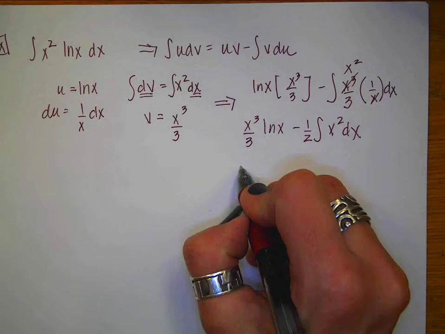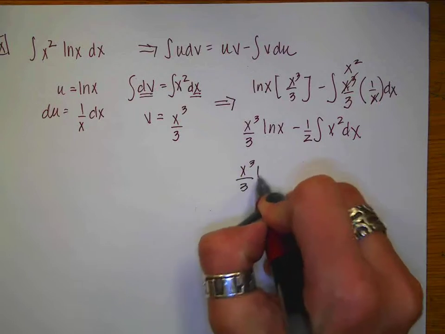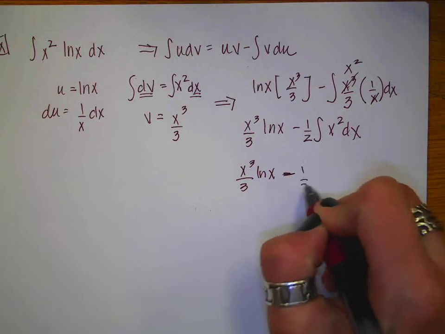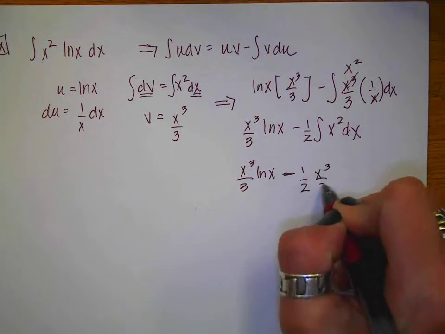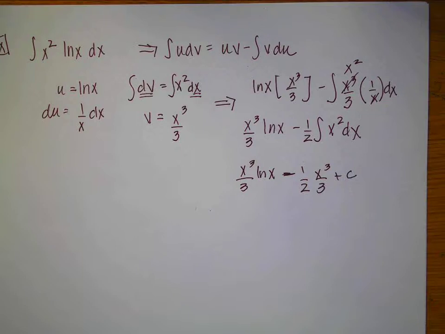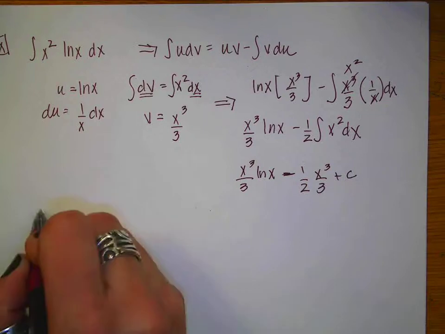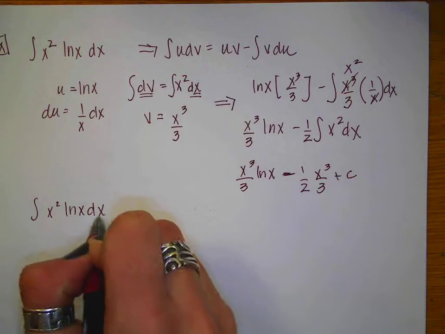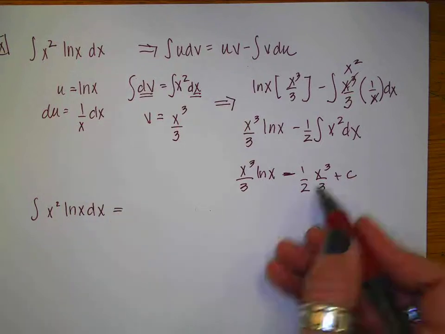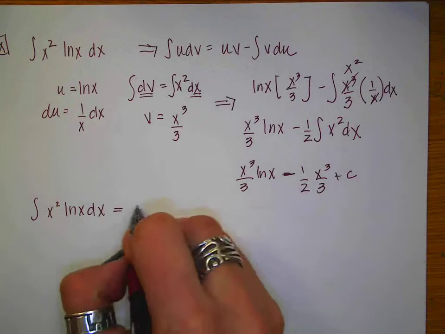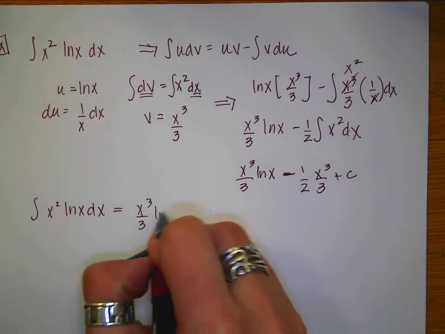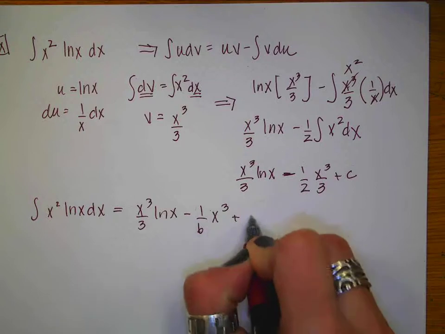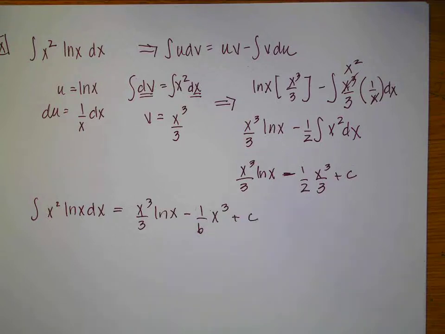All right, so all I have left to do is integrate this guy. So I get x cubed over 3 natural log of x minus 1/3 times x to the third over 3. Now I need to make sure that I get my c in. So I'm going to say the integral of x squared natural log of x dx is equal to, and I'm just going to clean up what I've done, x to the third over 3 natural log of x minus 1 over 9 x cubed plus c.